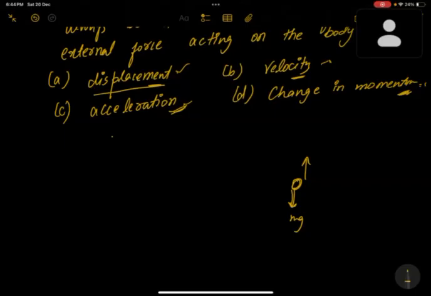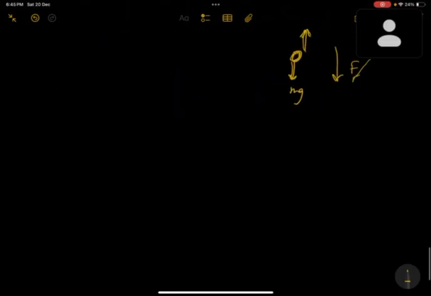If there is only one force on the body, the direction of the net force is mg, downwards. But the body is moving upwards. So in this example, the displacement and force have opposite directions. Similarly, the velocity is also upwards, so the direction of velocity and force is opposite. But acceleration is always in the direction of the net force, right?